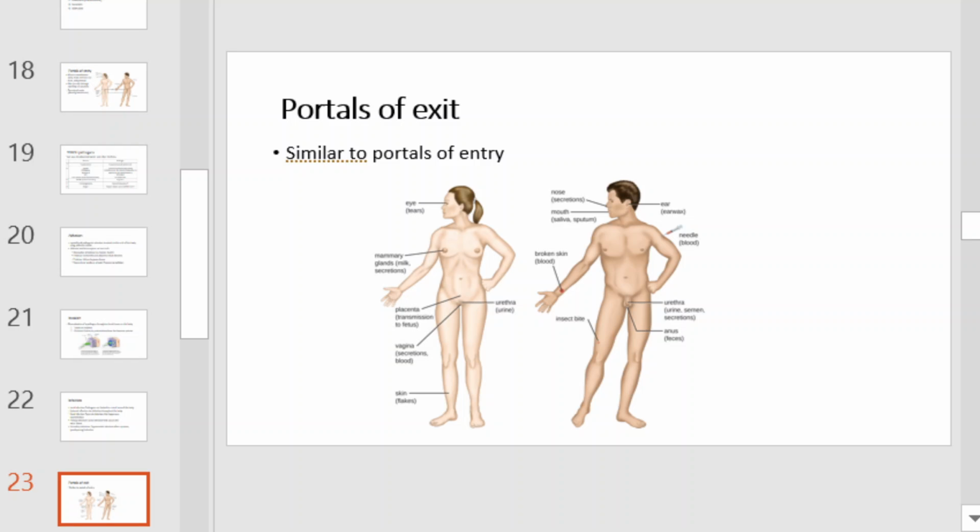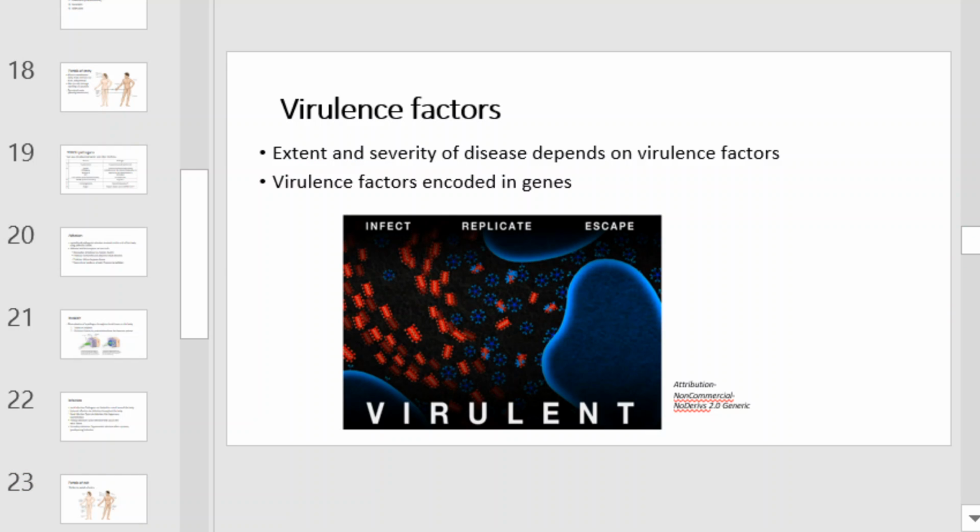Portals of exit. Portals of exit are similar to, if not identical to, the portals of entry. Virulence factors involve the extent and severity of the disease and depend on the encoded genes in the pathogen that is proliferating within the host.